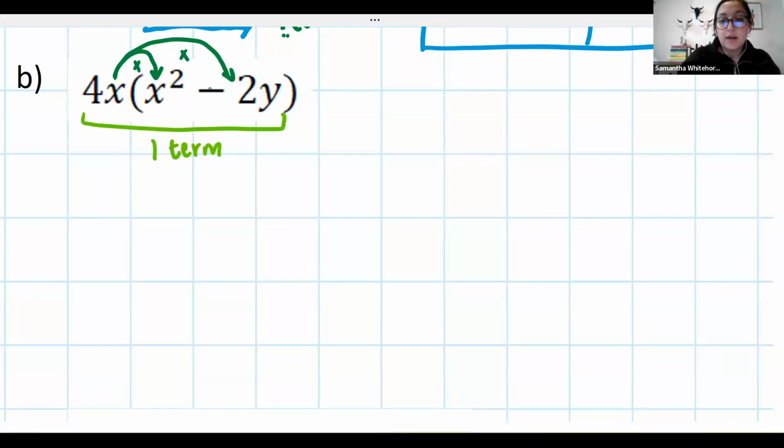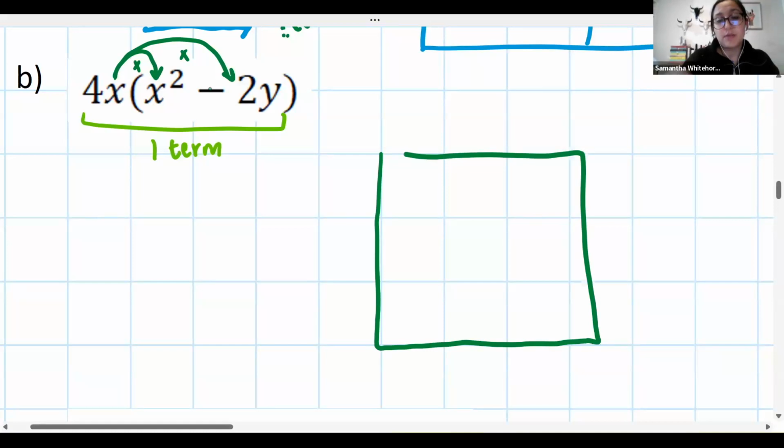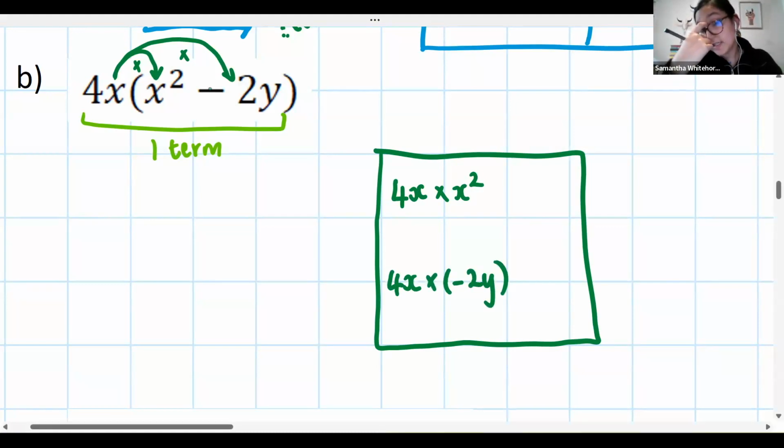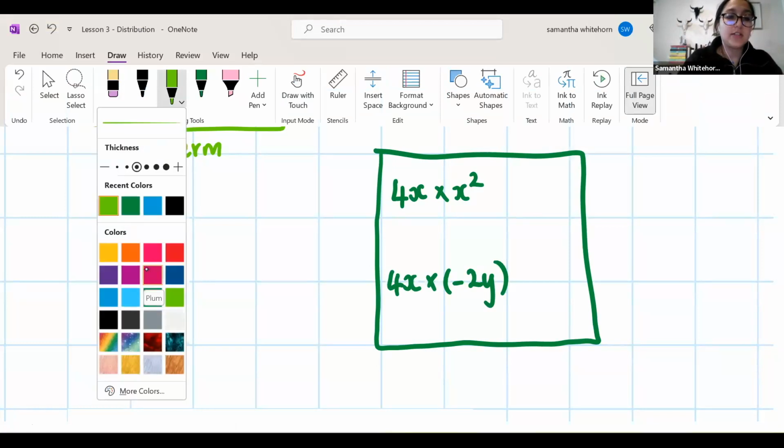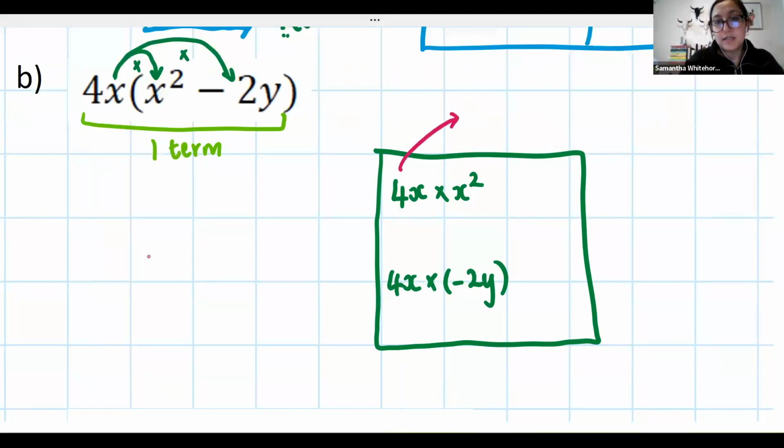So again, I'm just going to draw a little multiplication block for myself to help me out with my working out. And the first product I need to find is 4x times x squared. And then I need to find the product of 4x times negative 2y. So let's start with the first one. And the first thing that we need to remember when we are finding this product is our exponent laws. So our exponent laws tell us that when we have the same bases and we are multiplying them together, so same bases would be x and x, what our first law of exponents tells us to do is when we multiply with the same bases, we add the exponents.